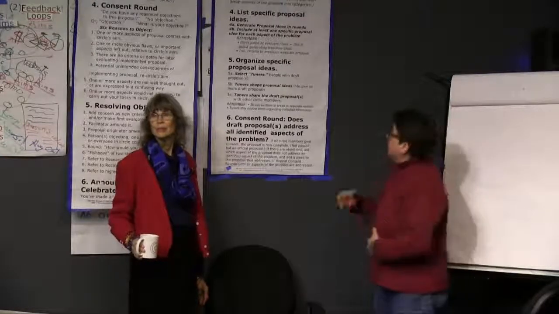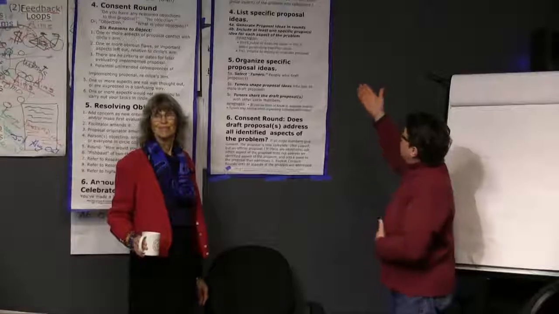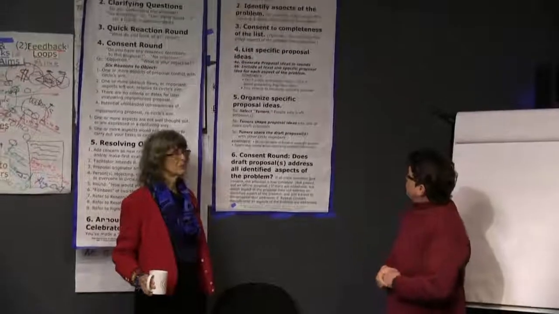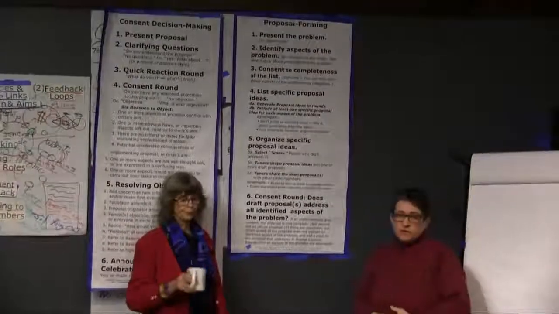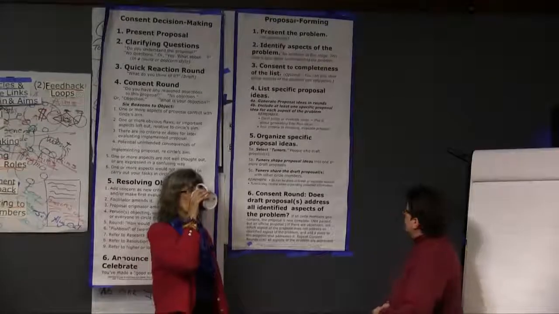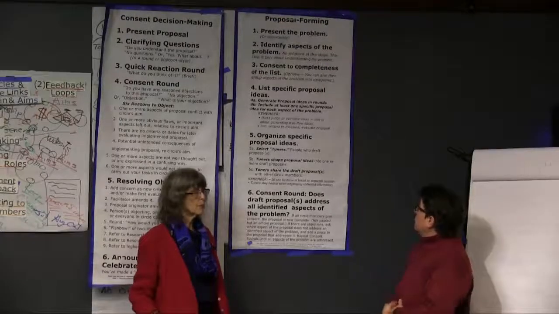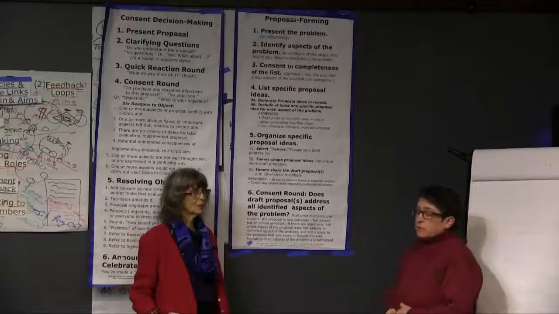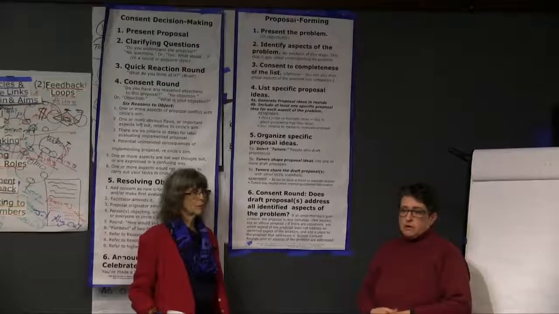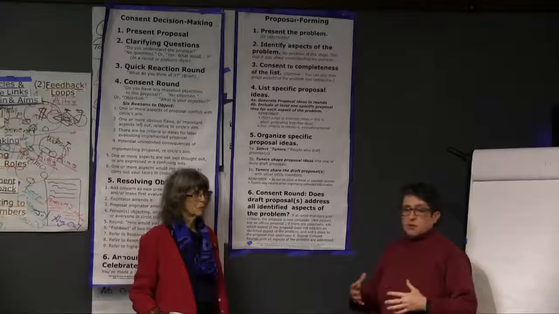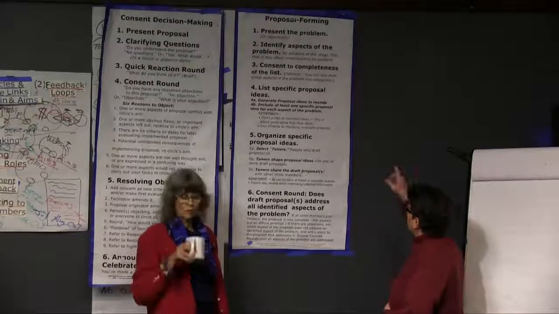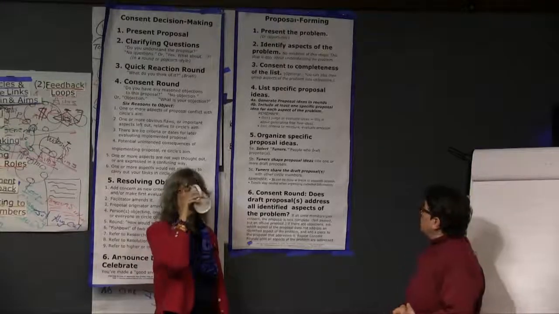The third step in the process, and I just described that, is to consent to the completeness of the list. So that's when the problem has been fully scoped. And then the fourth step in the proposal forming process is to list specific proposal ideas for addressing the problems that have been identified in step number 2.